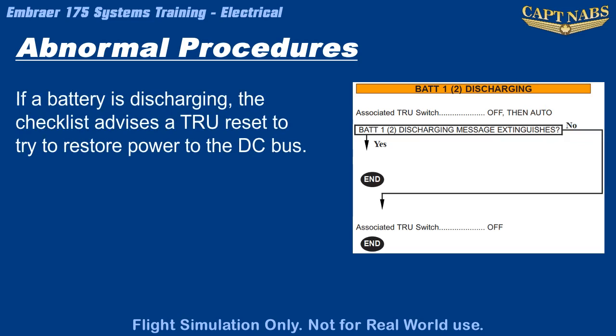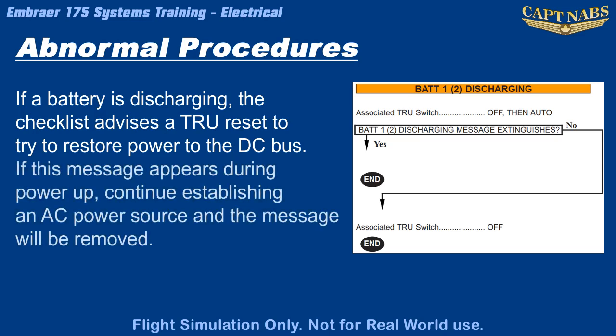Note that BAT 1-2 discharging may appear on the ground when the batteries are turned on, but an AC power source is not available. This message takes about 30 seconds to appear, so it is not normally an issue when connecting the GPU right away, but may be an issue if the APU is being started because no GPU is available. In this case, allow the APU to finish the start, and the message should be removed.